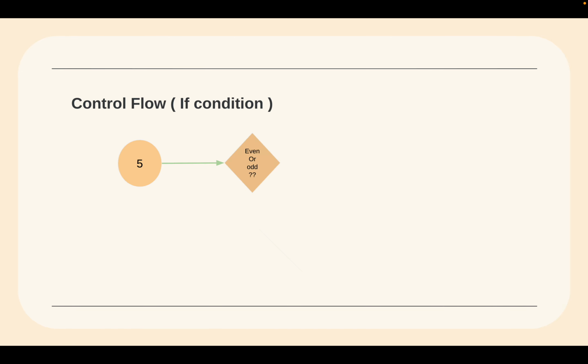We will do a divisibility check by 2 and check if the remainder is 0, right? If the remainder is 0, then we will say that it is an even number. If it is not 0, we will say it's an odd number. Okay, so this is the high-level algorithm workflow, and we'll see how this can be implemented using the Rust programming language. So let's go back to our Visual Studio Code.